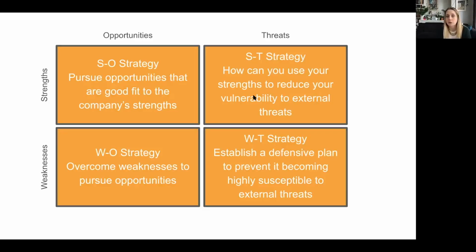The things that fall under the strengths and threats box is how can you use your strengths to reduce your vulnerability to external threats? When we have opportunities and weaknesses, how are we going to overcome our weaknesses to pursue opportunities? And things that fall under the weaknesses and threats category will help you to establish a defensive plan to prevent it becoming highly susceptible to external threats.